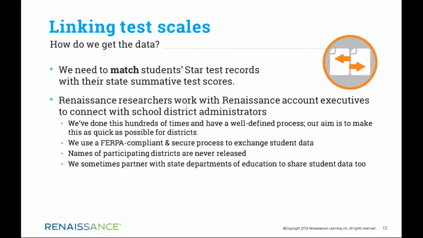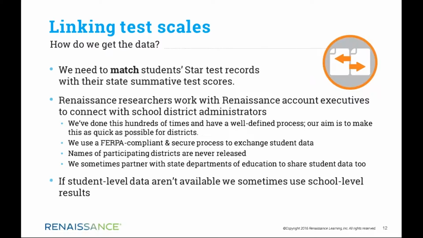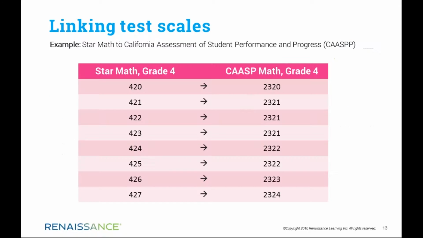They want to have these predictive reports in their STAR software. So we use a FERPA compliant process that is secure and respects student privacy to exchange that data, and we do the analysis in-house and we release all the results at the end. The one thing we don't report are the names of any districts or individuals that participate in our study. We sometimes partner with state departments of education to do this as well. If student data aren't available, we may use publicly available school-level results to help fill in some of the gaps.